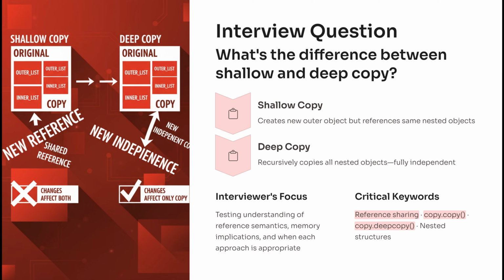Let's keep it simple. A shallow copy makes a new outer container, like copying a folder, but all the files inside still point back to the same originals. So if you change something inside, both folders reflect that change. A deep copy, on the other hand, doesn't just copy the folder, it duplicates everything inside it too. Each file, each subfolder, brand new and fully independent.